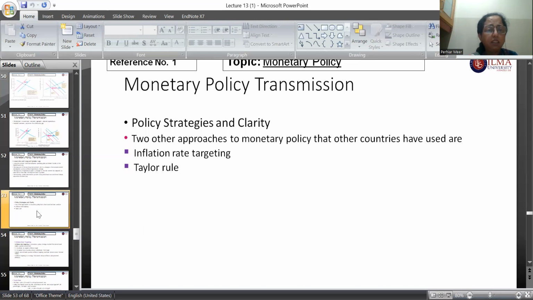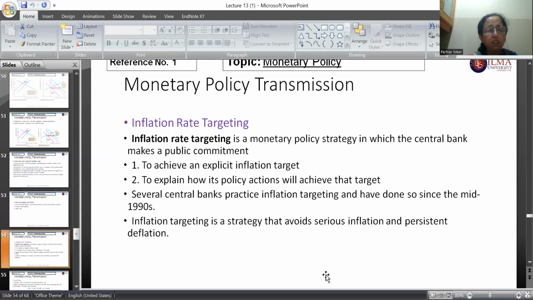Policy strategies and clarity. Two other approaches to monetary policy that other countries have used are inflation rate targeting and the Taylor rule. Inflation rate targeting is a monetary policy strategy in which the central bank makes a public commitment: one, to achieve an explicit inflation target; two, to explain how its policy decisions will achieve that target.